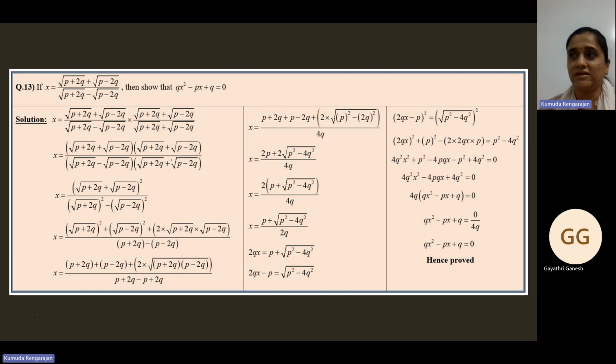All right. Let's discuss the answer to this question. So here you have x is equal to square root of p plus 2q plus square root of p minus 2q over square root of p plus 2q minus square root of p minus 2q. So x is given to be this expression. Then we need to show that qx squared minus px plus q is equal to 0. The value of this expression is equal to 0.